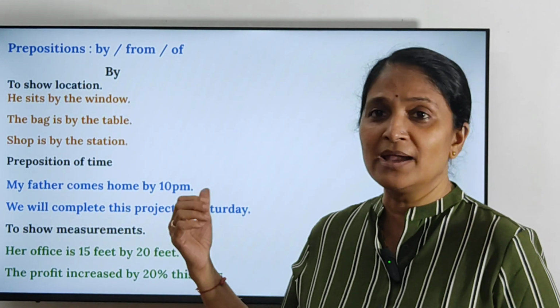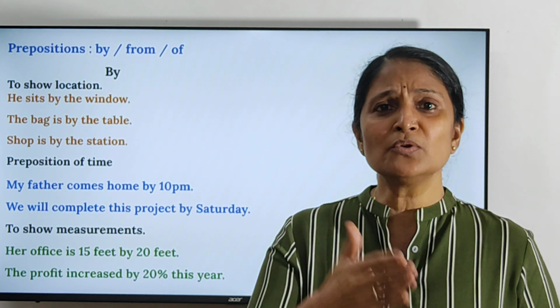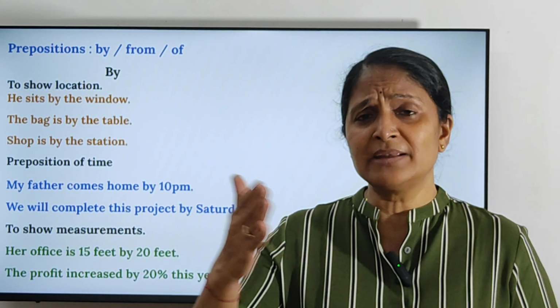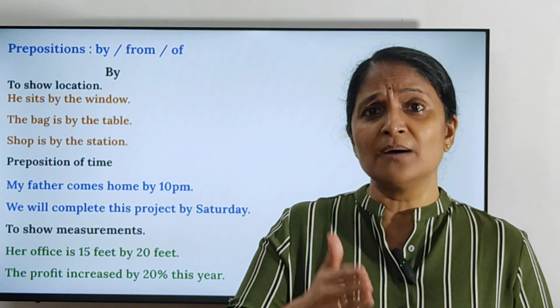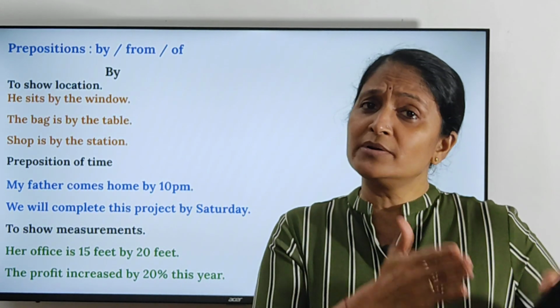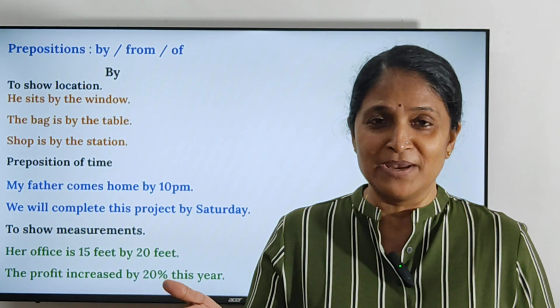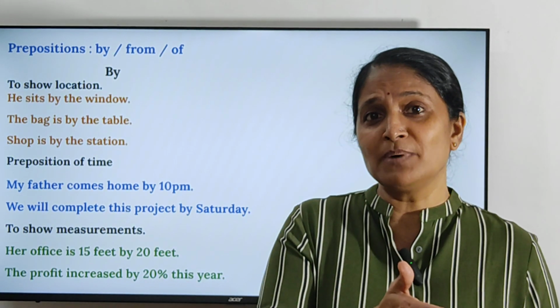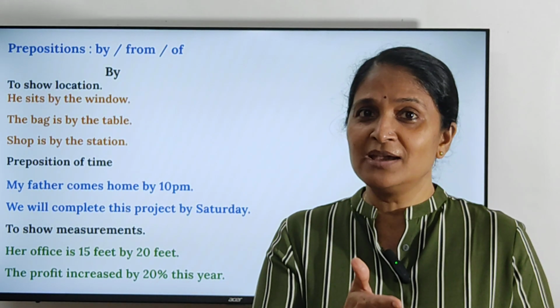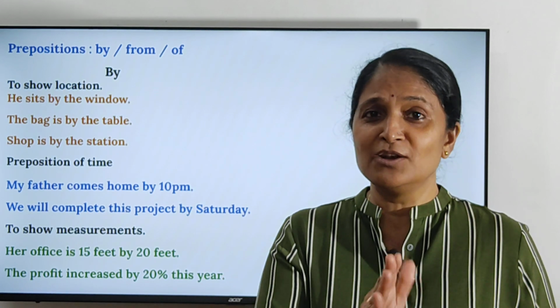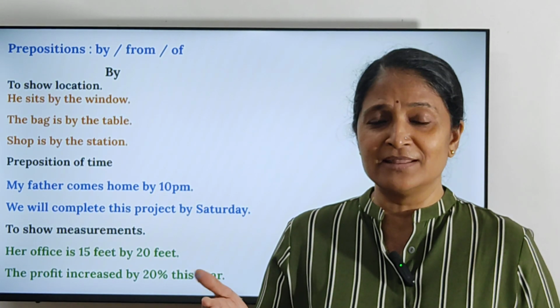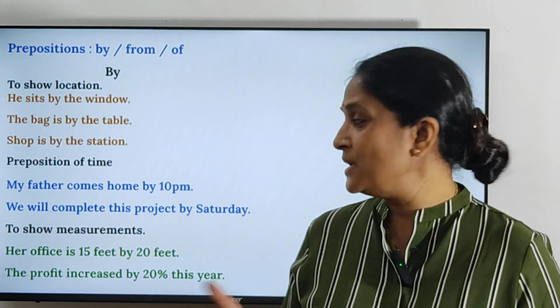My father comes home by 10 p.m. So when I say my father comes home by 10 p.m, meaning is he comes at 10 p.m. or before 10 p.m, but not after 10 p.m, sure. तो पापा 10 बजे तक घर आते हैं, मतलब 10 बजे या 9 बजे या 8 बजे, लेकिन not after 10. 10 के बाद नहीं आते हैं, not later than 10 p.m.